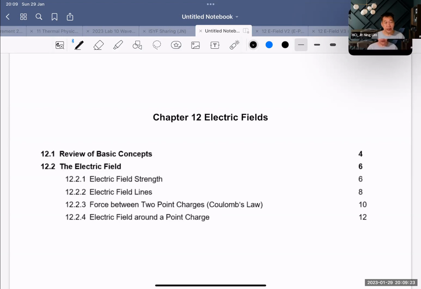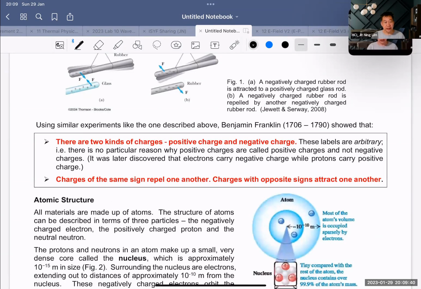Electric fields. I will cover the basic concept and the concept of electric field in this video. There are two kinds of charges, namely positive and negative charge. Charges of the same sign repel each other, charges of opposite signs attract each other. So the electron has a negative charge, the proton has a positive charge.